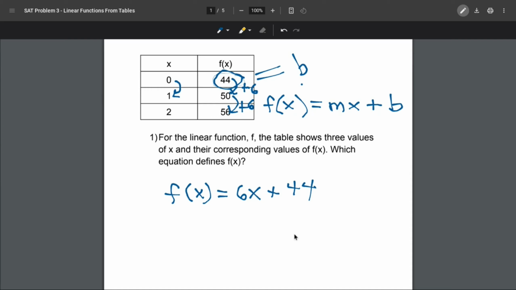As we go through them, if you want to try this on your own, I would suggest pausing the video and then working it out on your own, and then letting me go through it and see if your solution matches mine.